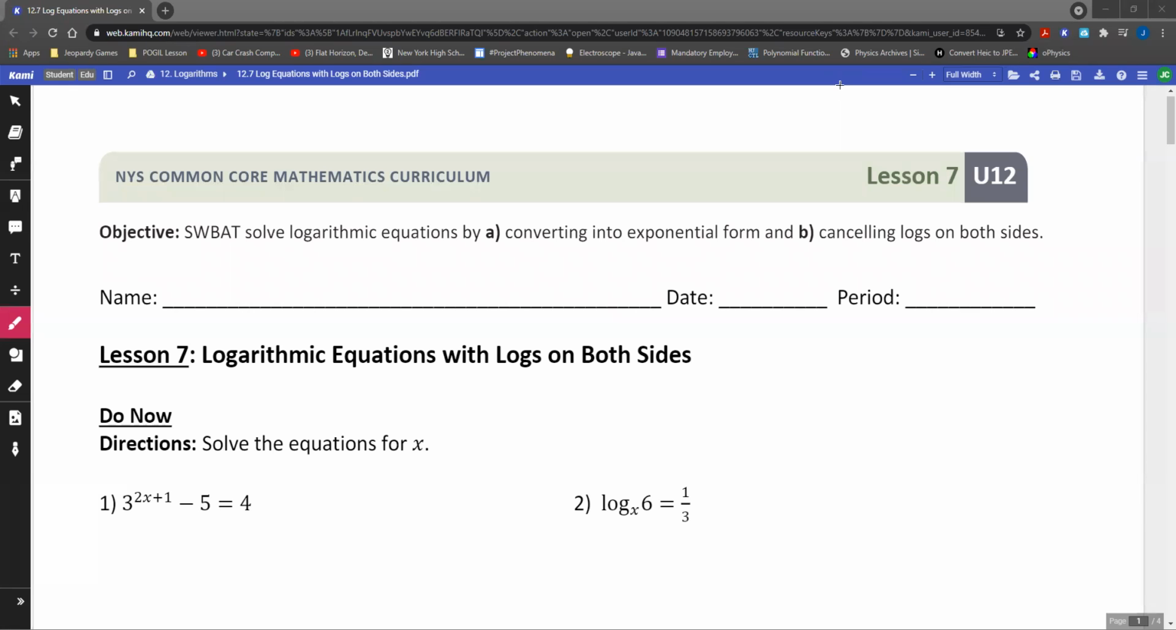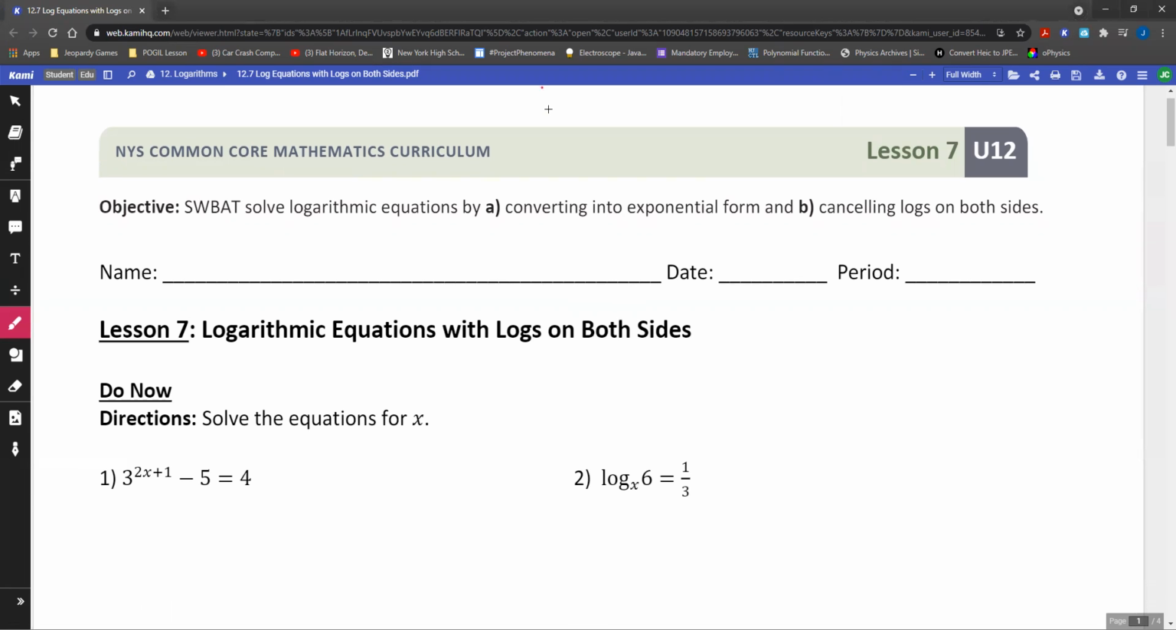Hey everyone, so this is the next lesson where we're going to be continuing our discussion on how to do log equations. This time we're going to talk about logs on both sides. So before we continue, let's start working on some of these questions.